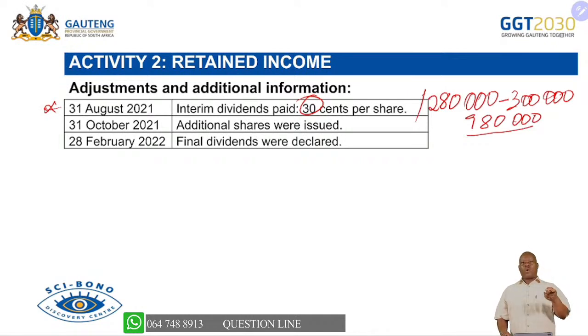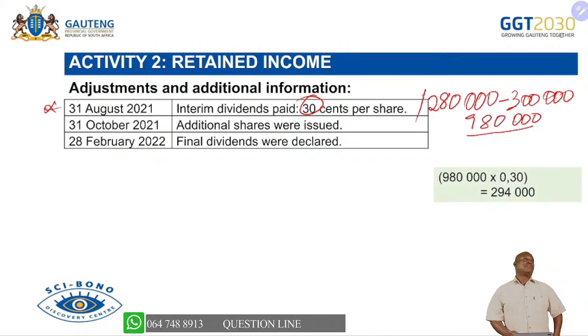March, 1,280,000. And then somewhere in May, we repurchased 300,000. So how many are in issue now? When we get into August, it is 980,000 shares. So when you are calculating your interim dividends, it goes like that. 980,000 times 30 cents per share. It gives you 294,000.